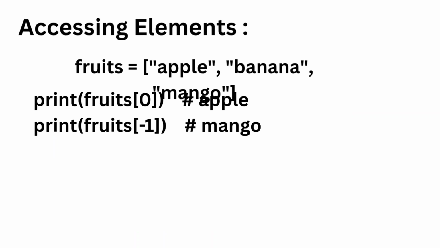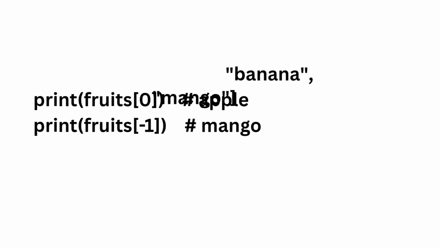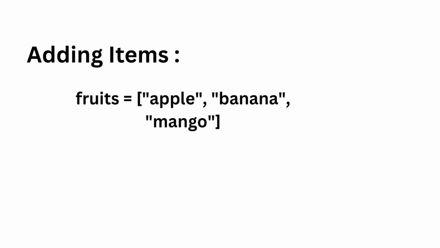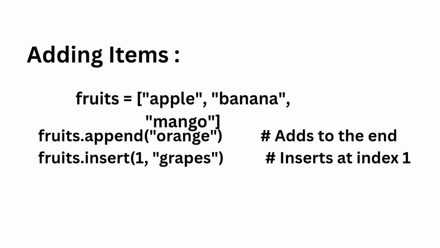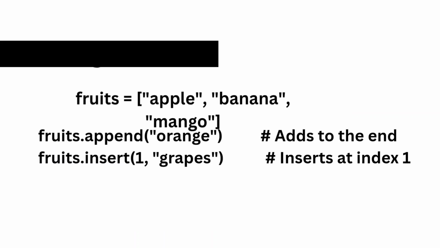And another operation is how can we add items to this list. For adding items in a list we use these two functions, that is append and another one is insert. The append function is used to add at the end and the insert function is used at a specific index. Here you can see I have used insert index number 1, that means this grapes will be placed at the index number 1.